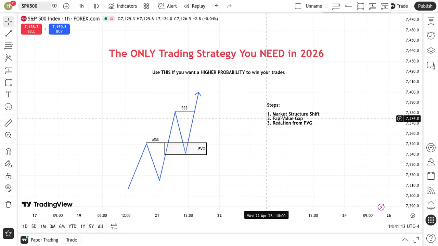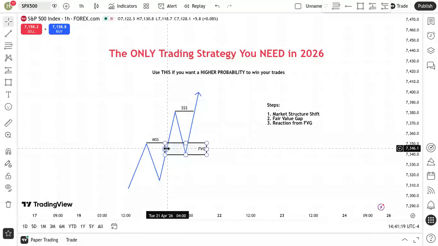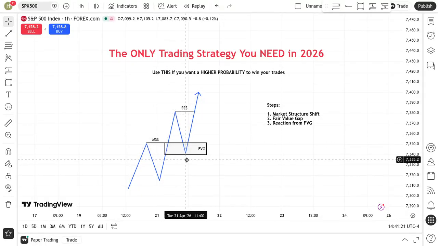The second step is a fair value gap. So as you see here, a fair value gap forms before or after the market structure shift, and price comes into the fair value gap.